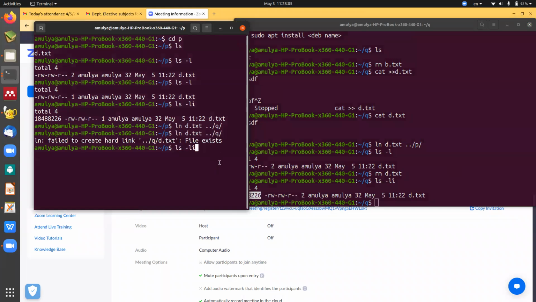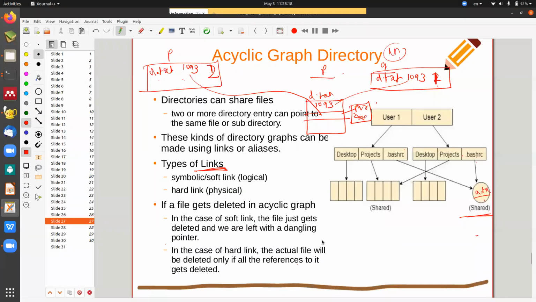Did you understand? So by this linking, you can create a common file which is shared among each one. Why is it called an acyclic graph? It is not cyclic. Why not? Because it does not form a cycle. Both the directories are referring to this file and it has only in-degrees.